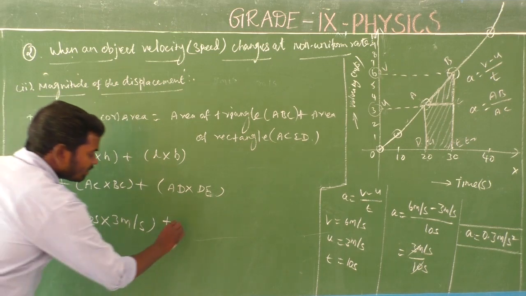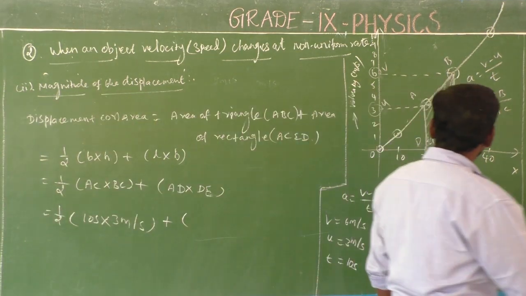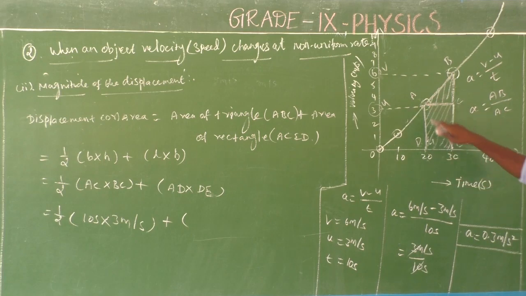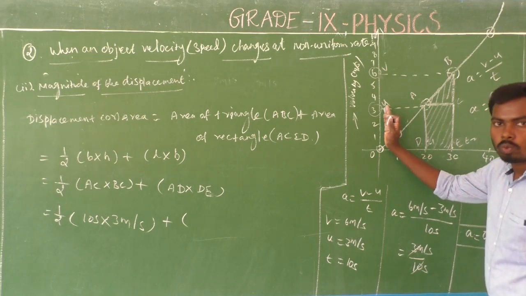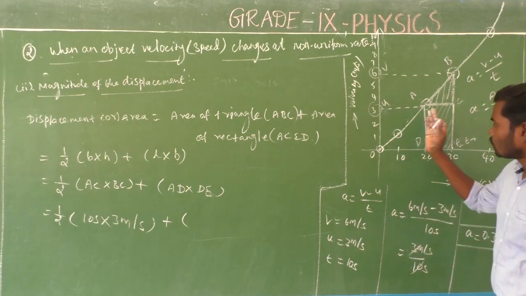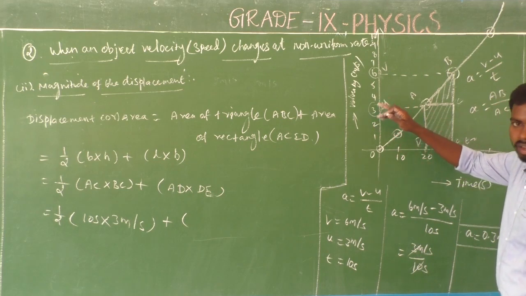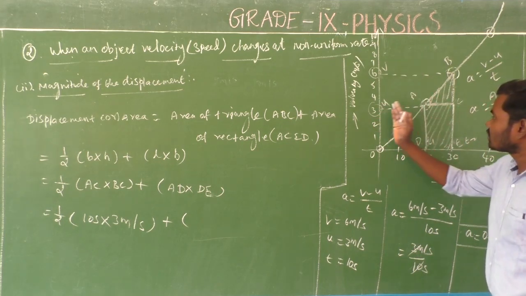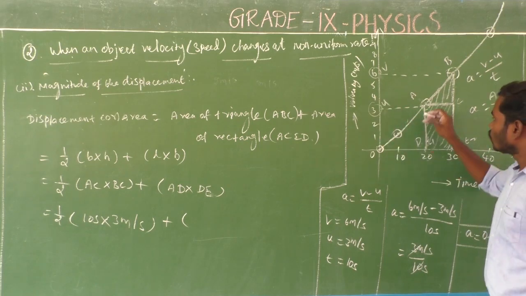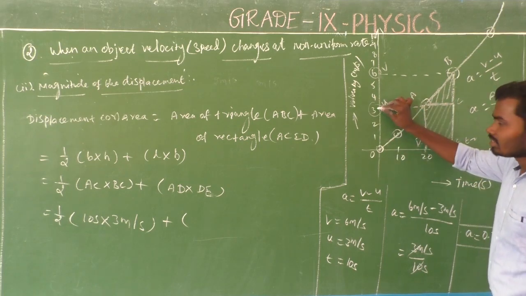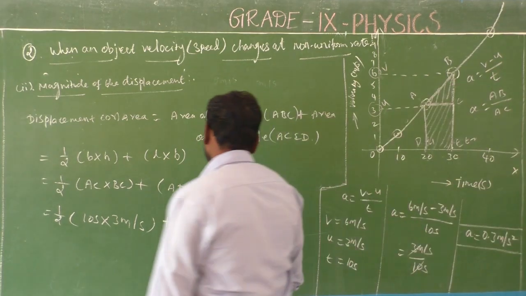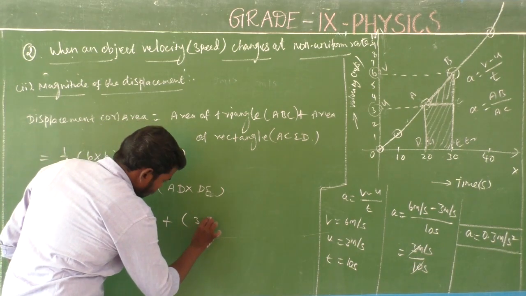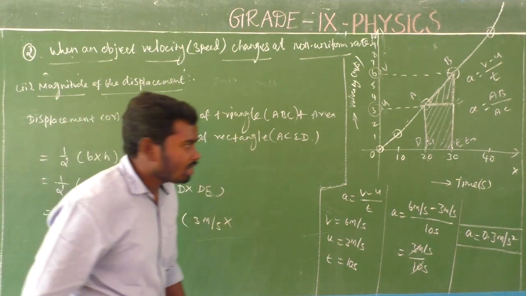Plus the AD value. Which is AD? This is AD. This side AD is parallel to the velocity axis, because we have taken velocity along the y-axis. So here the final value is 3 and the initial velocity is 0. So 3 minus 0 is equal to 3 meters per second. Plus the DE value.